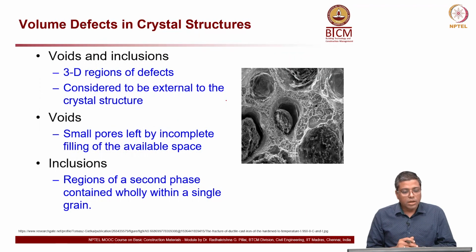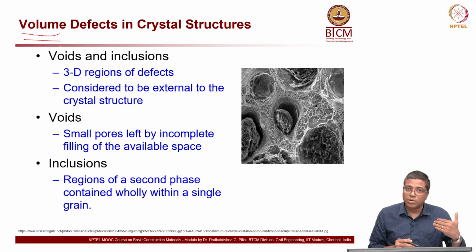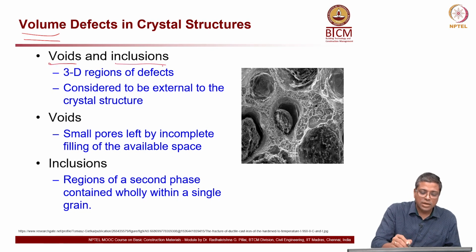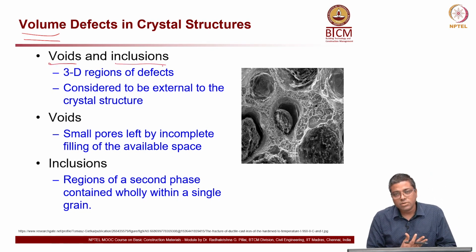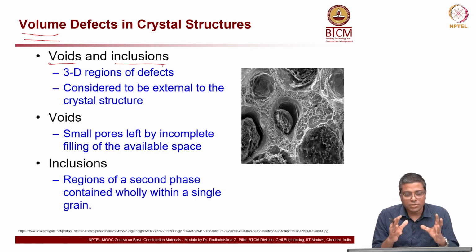Now, let us go into the fourth type of defect, which is volume defect. We started with point defect, then we talked about line defect, then the surface or plane defect, that is grain boundaries, and now we are going to talk about volume defect, which are mainly voids and inclusions. Voids means air void, there is no material present. Inclusion means there is a foreign material present inside the parent or bulk material.